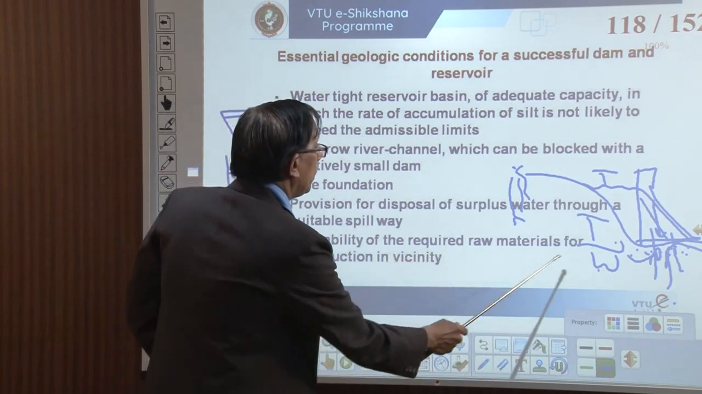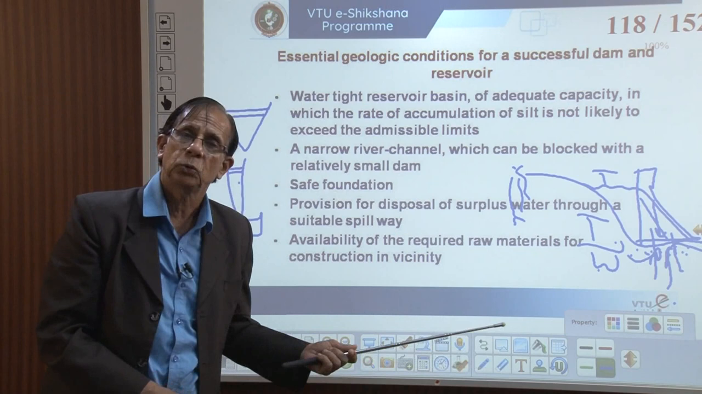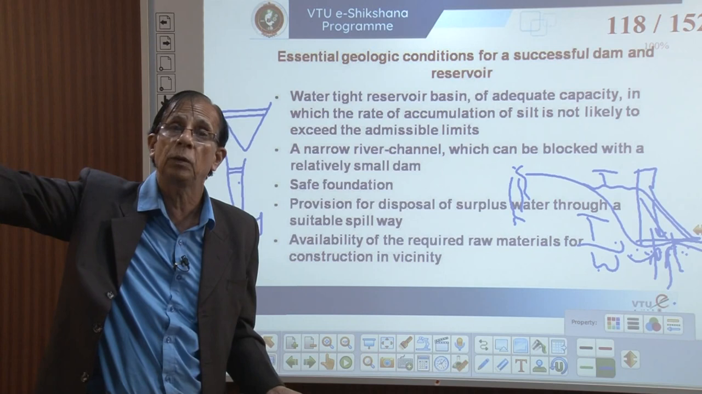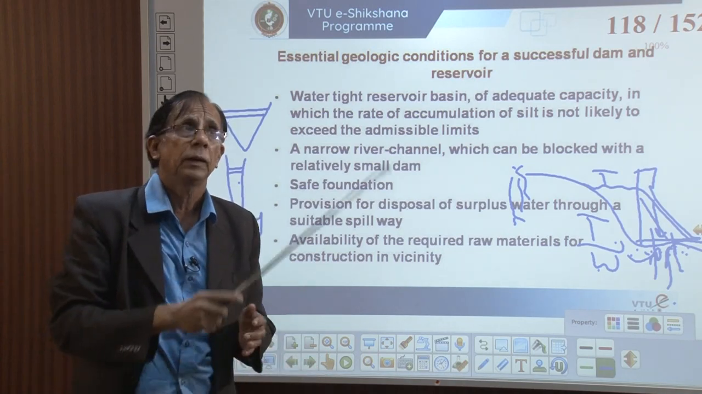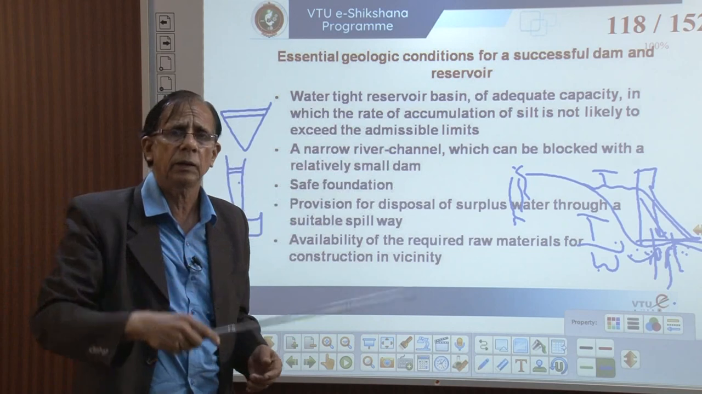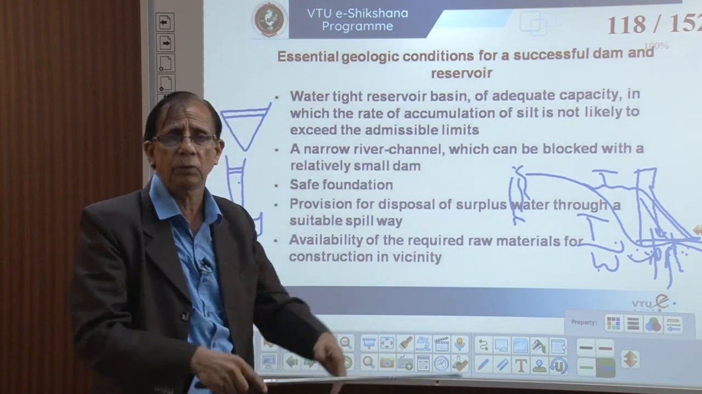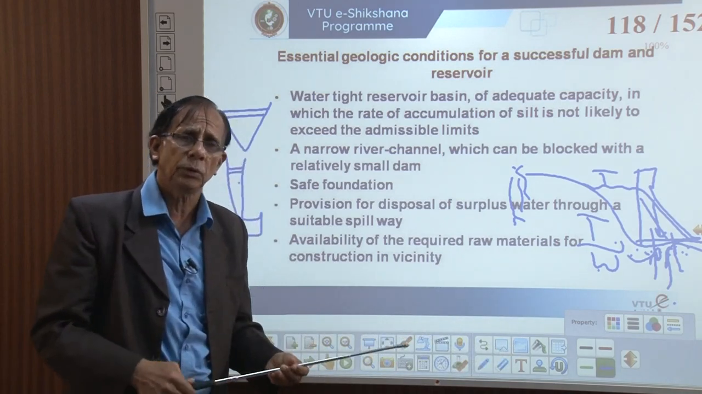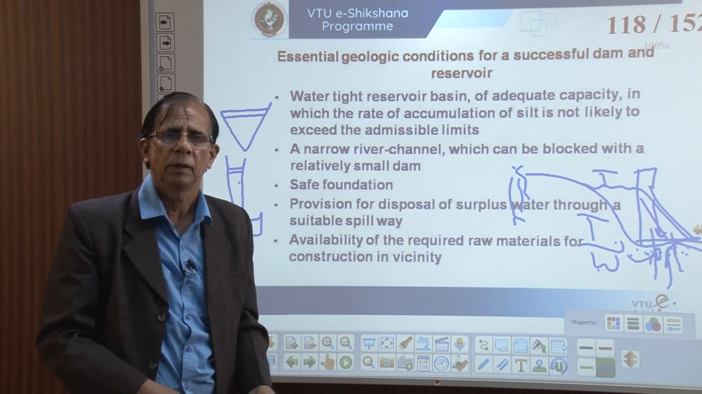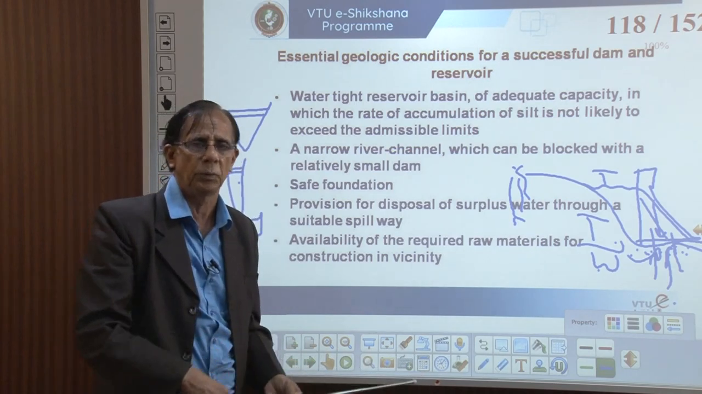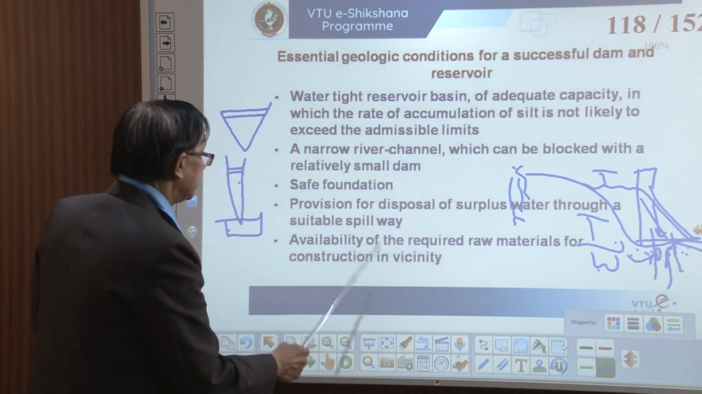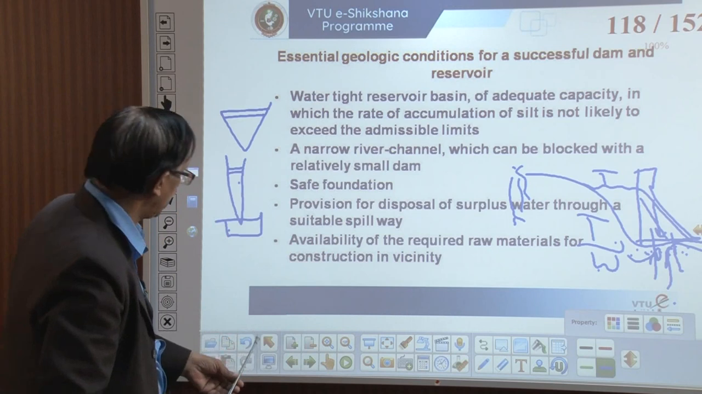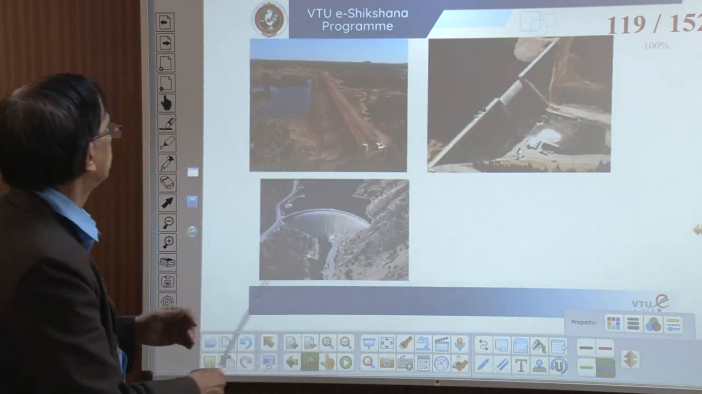Availability of the required raw material. Once again, we have said Super dam: they had to bring the rock from a village 25 kilometer away from the dam, but by ropeway, the shortest 9 kilometer route, they brought this material because nearby there was no other good material. It was highly weathered, etc. A huge quantity of construction material is required, and that should be available nearby. So these are the essentials while constructing and looking for a reservoir, a successful dam project. We explore all these possibilities.